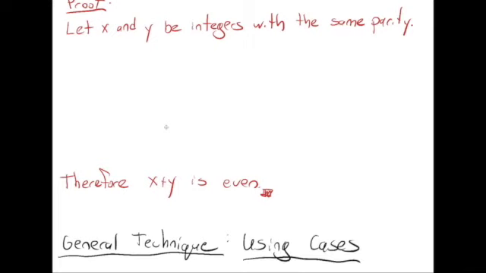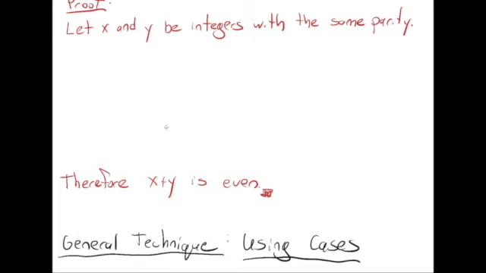Okay, using cases here. We're going to break this down into two different cases. If they're both even, how does that proof go? If they're both odd, what would that look like? And I'll just say, when you can avoid using cases, it's best. But sometimes this is the most efficient way to do things.